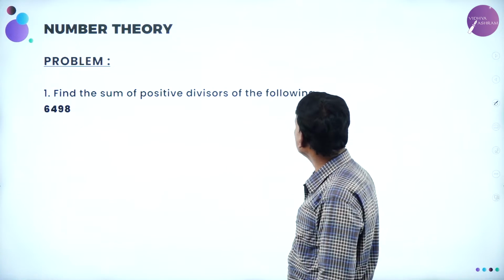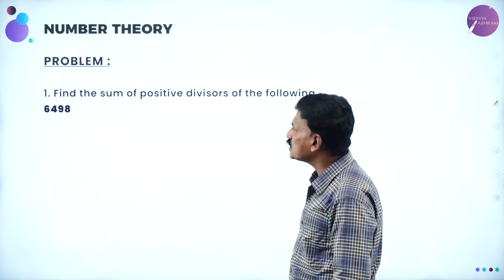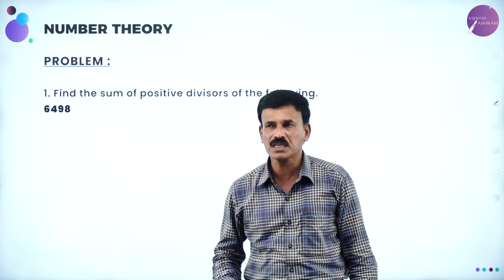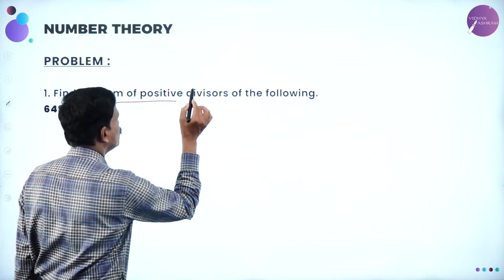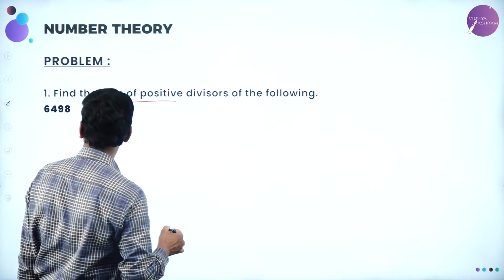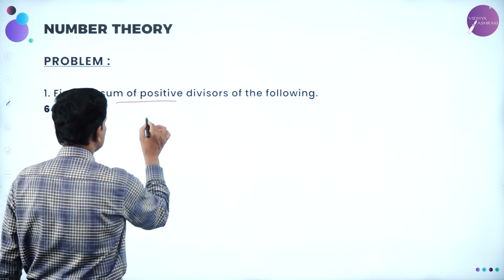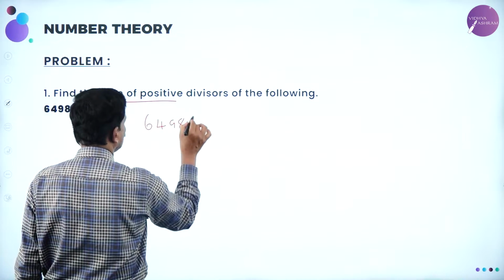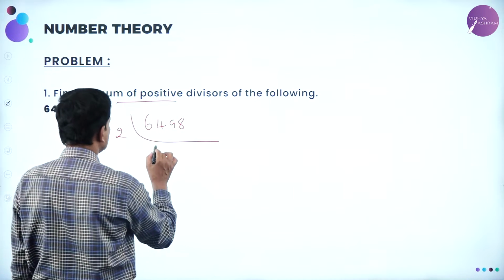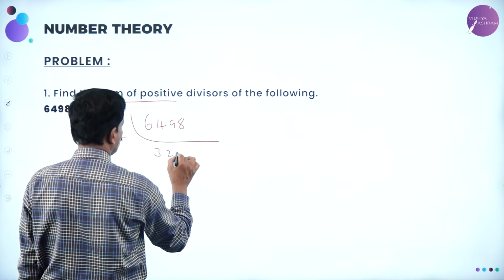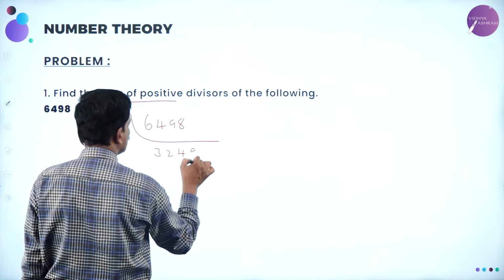Find the sum of positive divisors of 6498. Now let us come to the next problem. Find the sum of positive divisors of the following number 6498. Now let us represent this 6498 in canonical form. Factorize this. So let us start with 2. 2 3s are 6, 2 4s are 8, again 2 9s are 18.